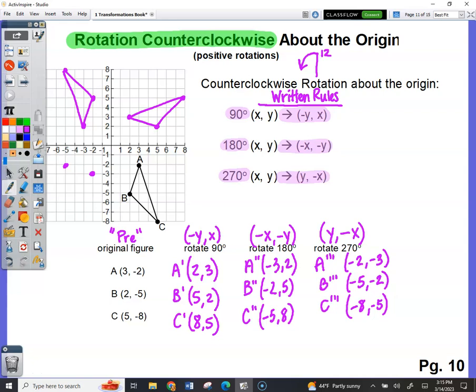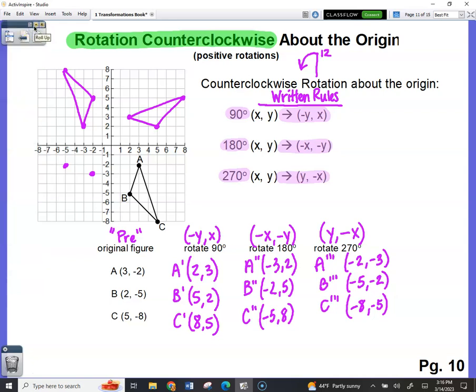The digital assignment is in Google, or is in Delta Math.